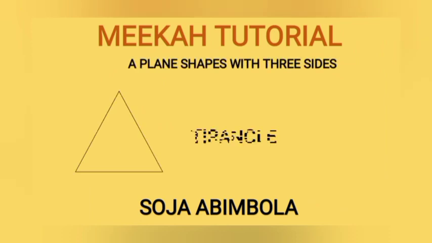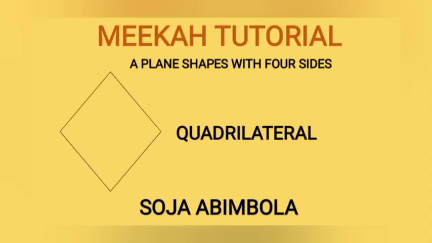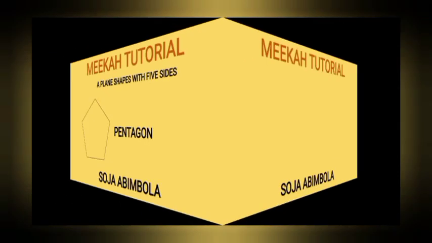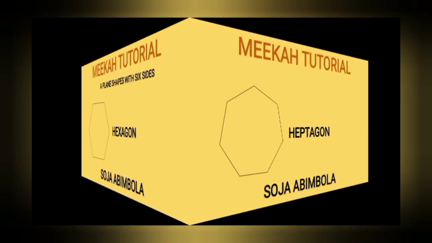A plane shape with 3 sides is a triangle. 4 sides: quadrilateral. 5 sides: pentagon. 6 sides: hexagon.